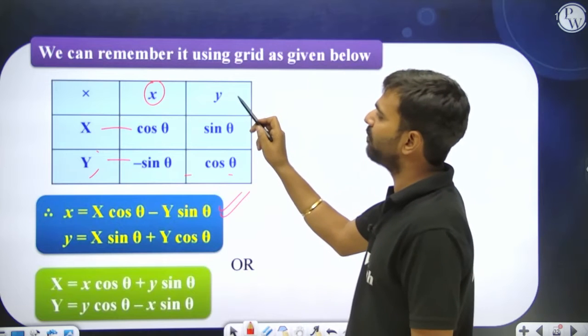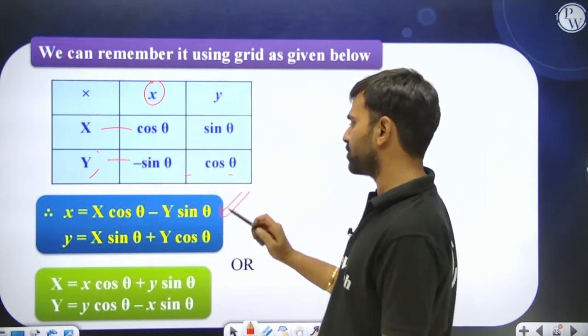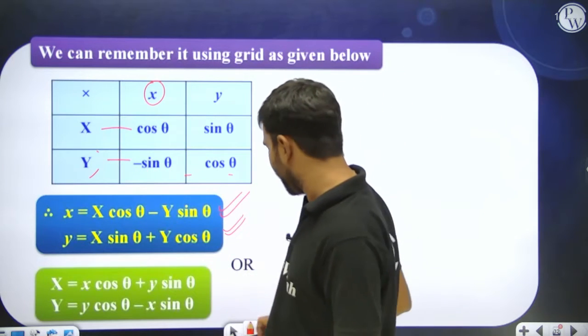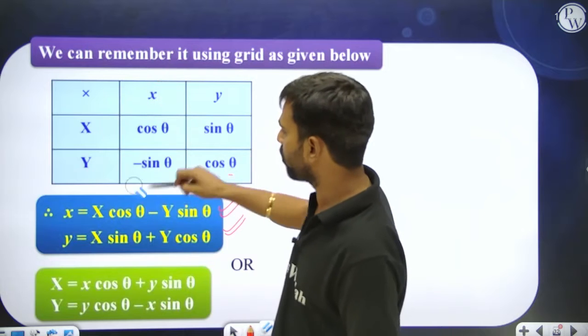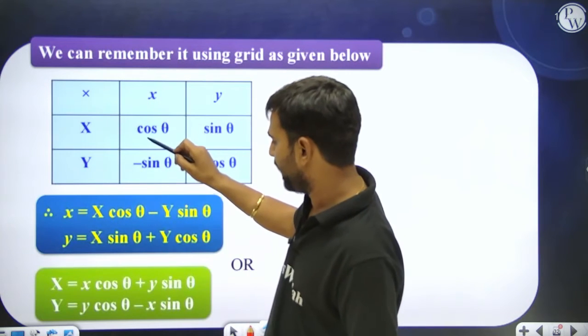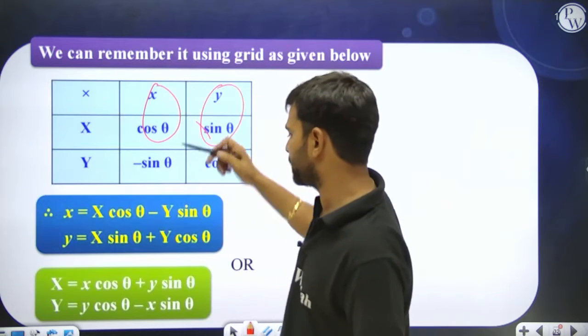The value of small y will be what? Capital X into sin theta, y into cos theta, and adding both of these things. That's it. If you want to write down the coordinates of capital X, that is the new coordinates, they can be written as what? X into cos theta and then y into sin theta. I hope you understood this into this into this, and adding the two things.